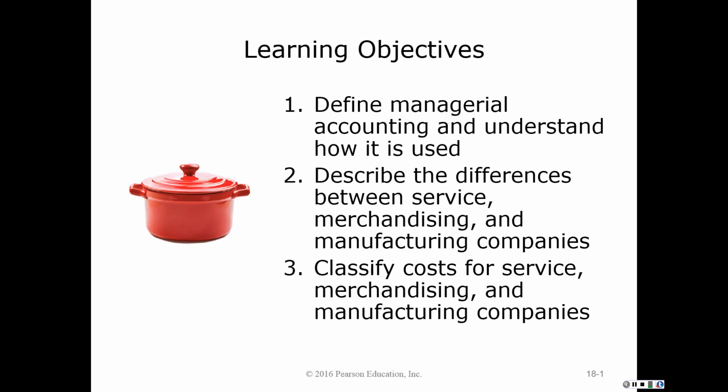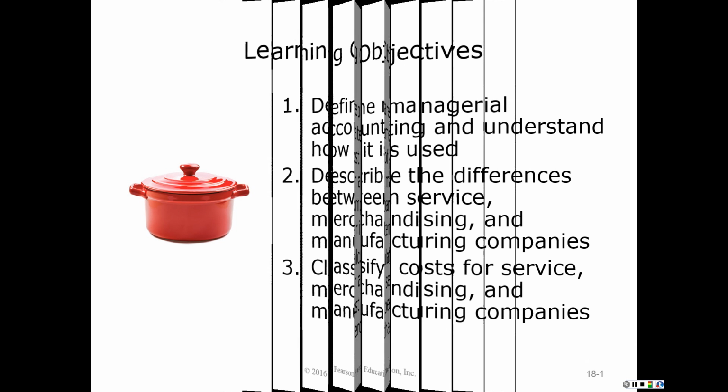We'll look at the differences between servicing, merchandising, and manufacturing companies: service firms such as attorneys or accounting firms, merchandising companies such as retailers, and manufacturing companies such as those that are manufacturing the concrete beams that you see on the roadway. How do these companies differ in the managerial accounting that they maintain? We'll look at different costs. How do costs differ for those services, merchandising, and manufacturing companies?